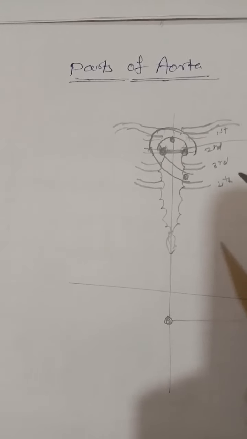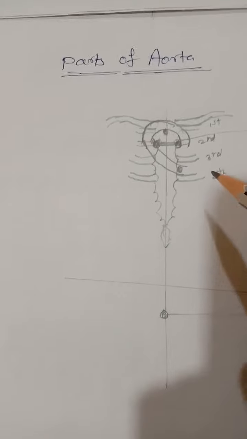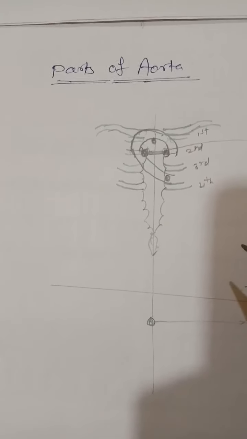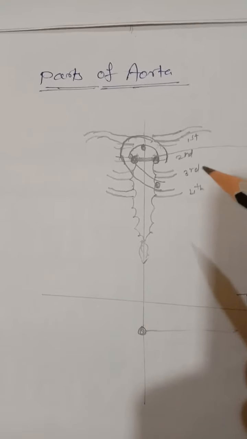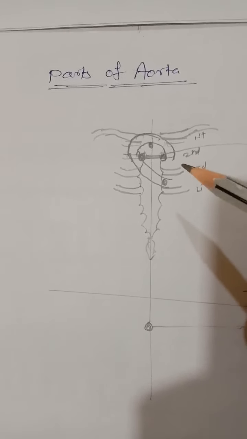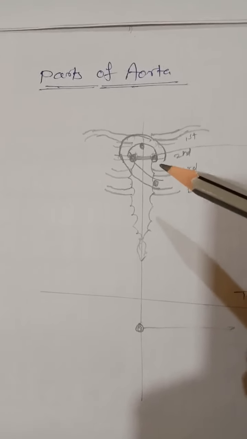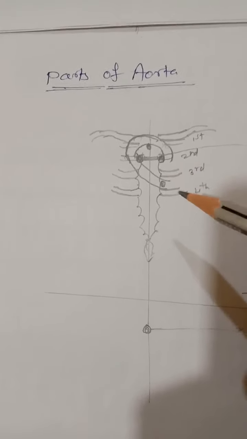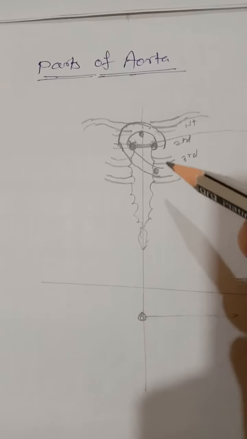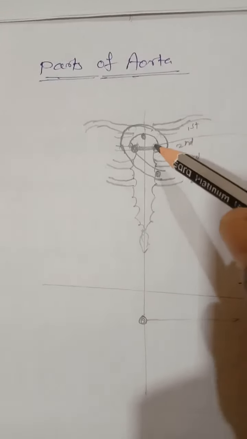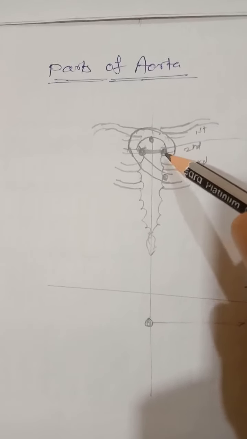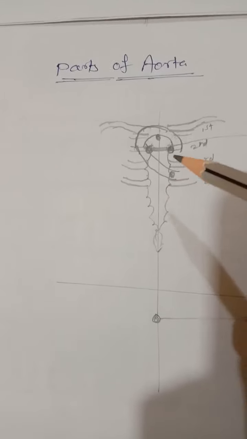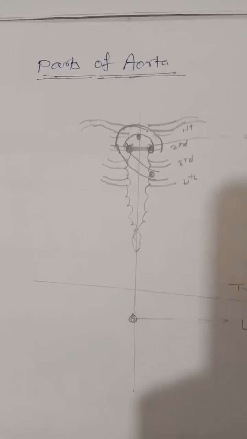Then the third part is called the descending thoracic aorta. So to draw the descending thoracic aorta, mark the same point, that is the third point of the arch of the aorta, the sternal end of the left second costal cartilage. So this one is the first point of the descending thoracic aorta. Then draw the transpyloric plane.